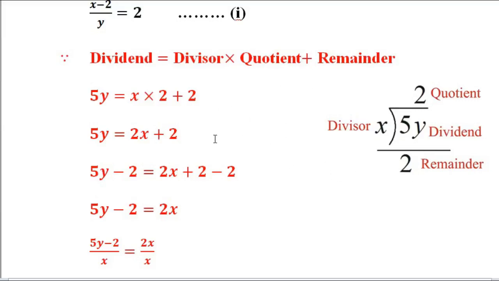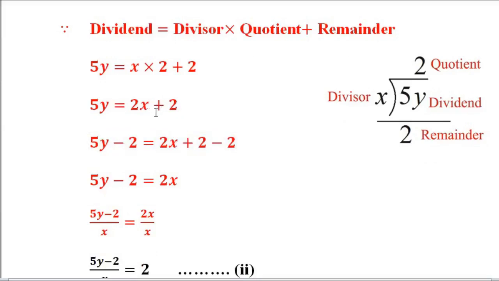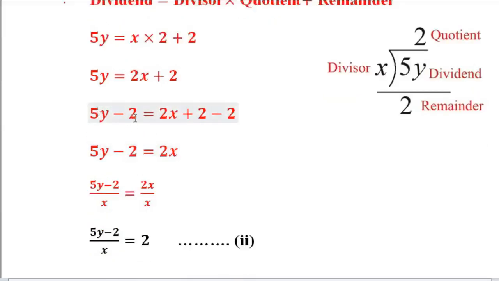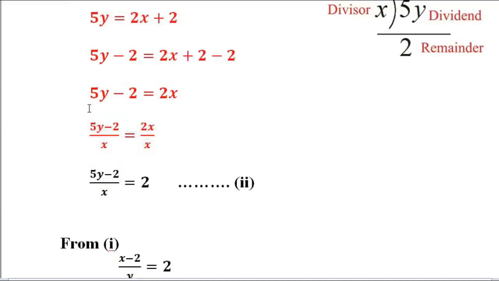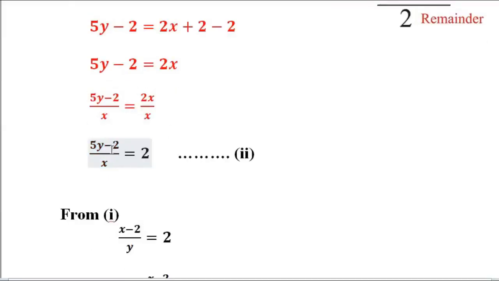I'll rearrange this equation according to the statement. 5y equals x times 2, which is 2x, plus 2. Now, I want to eliminate positive 2 from the right side, so I'll subtract 2 from both sides. We get 5y minus 2 equals 2x plus 2 minus 2. Since positive 2 and negative 2 give us 0, we get 5y minus 2 equals 2x. Next, I'm going to divide both sides by x. We get (5y minus 2) upon x equals 2.